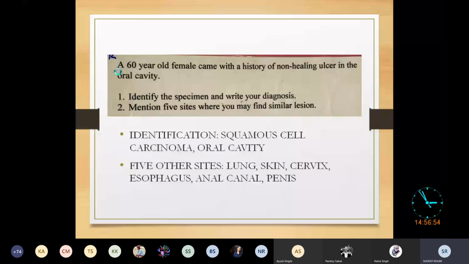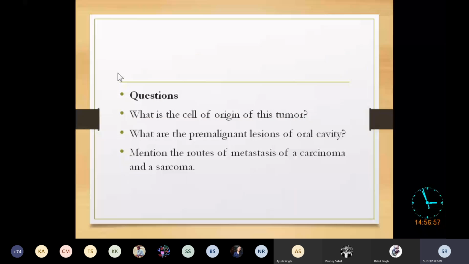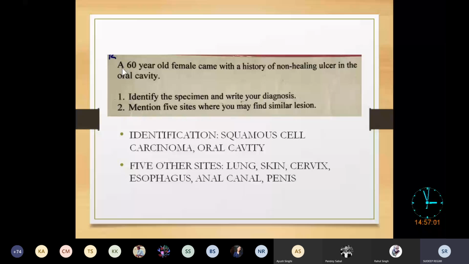A 60-year-old female came with a history of non-healing ulcer in the oral cavity. Age is 60 years, and history of non-healing ulcer. The ulcer is non-healing for a long time. Then the specimen is given. Identify the specimen and write a diagnosis. This is squamous cell carcinoma of the oral cavity. Mention 5 sites where you may find a similar lesion.